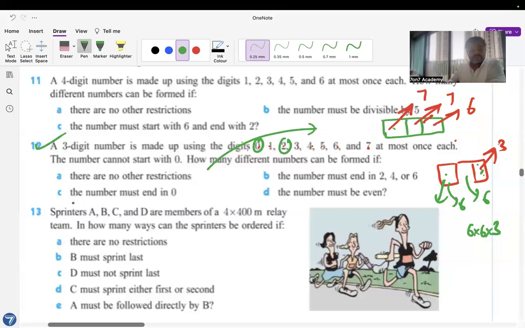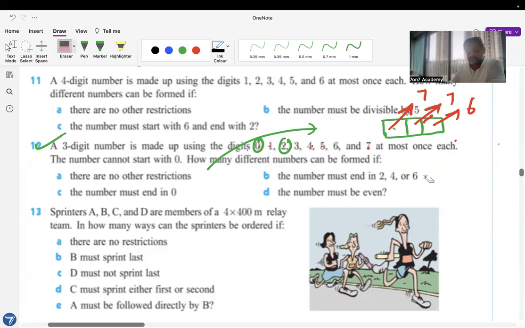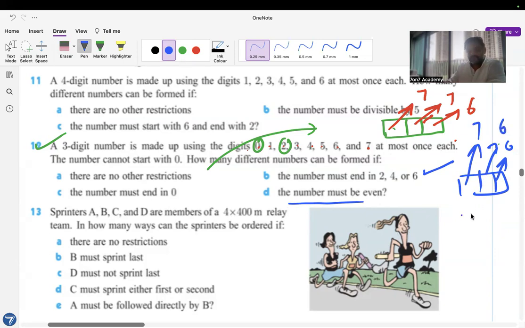Now they're saying the number must end in 0. So you place 0 here, then it's 7, 6, because 0 you fix. The number must be even. That is a very good question. What to do for the number to be even? You just add one more constraint, that 0 comes here. If 0 comes here, then this can be 7, this can be 6. So 7 into 6, plus whatever answer you got in B.